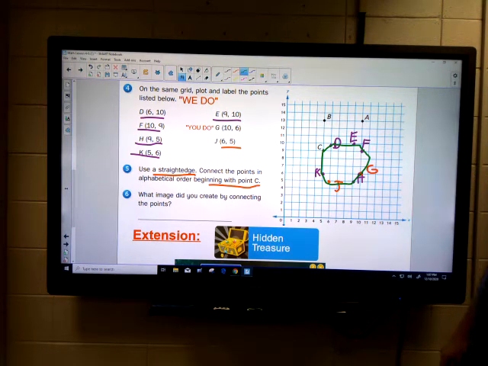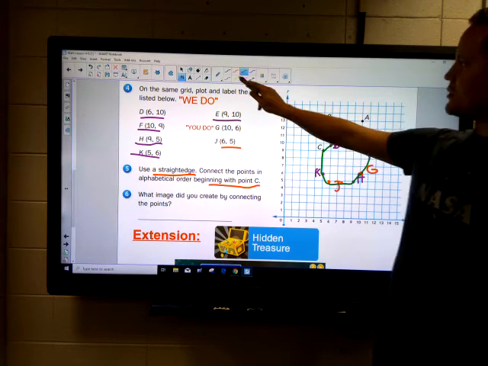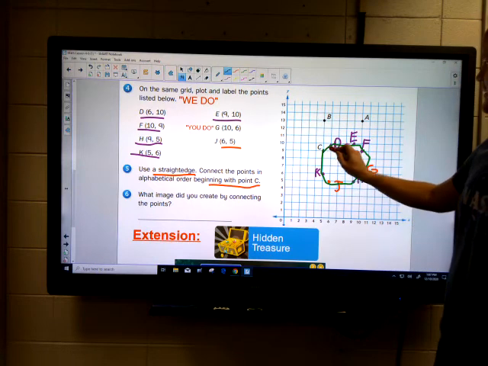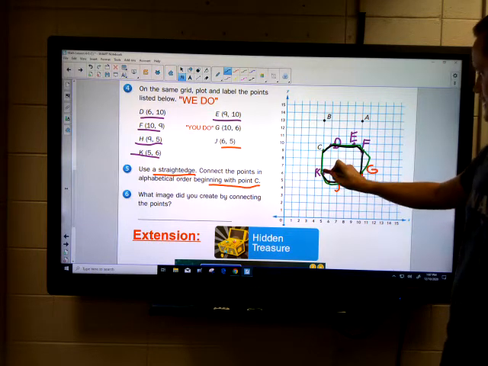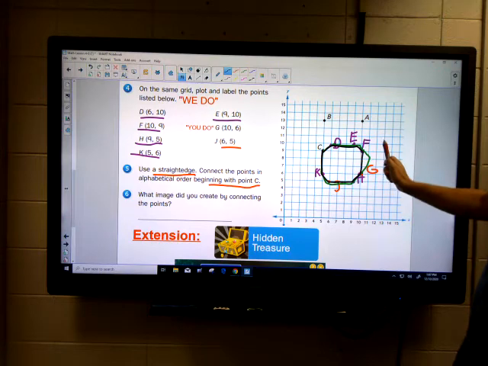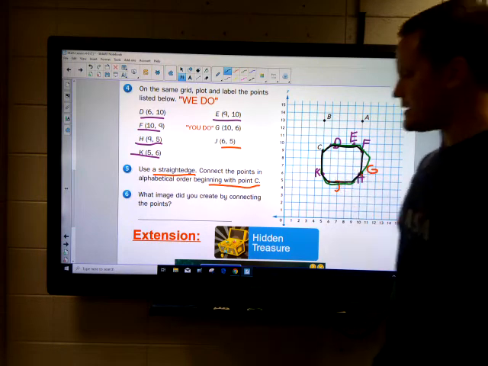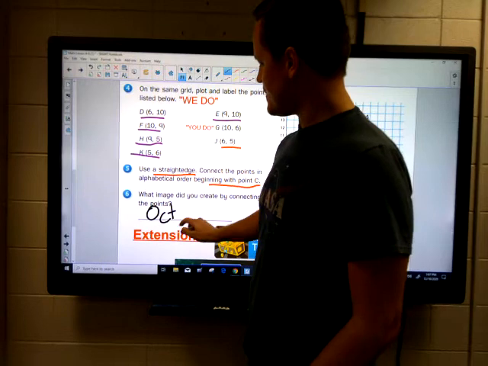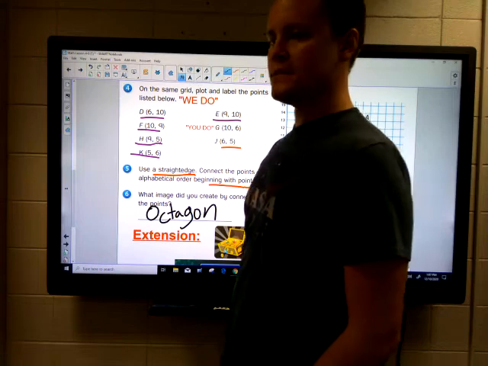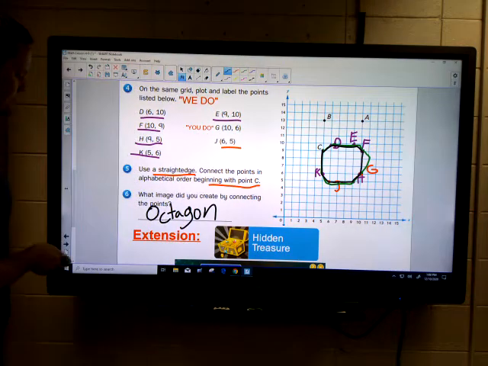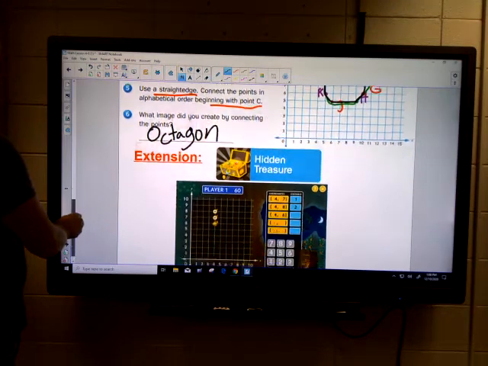What image did you create by connecting those points? What image did we make? Octagon. Mine looks terrible. Let me make mine look a little bit better, at least. We should have had 1, 2, 3, 4, 5, 6, 7, 8. Yes, it is an 8-sided figure, so it is an octagon. Yes, absolutely, you got it right, octagon.